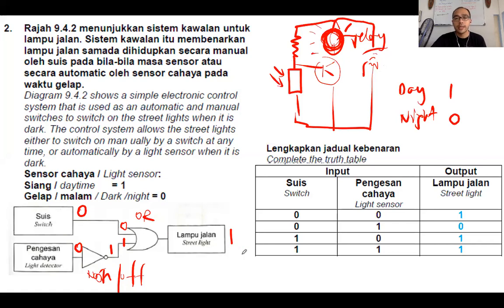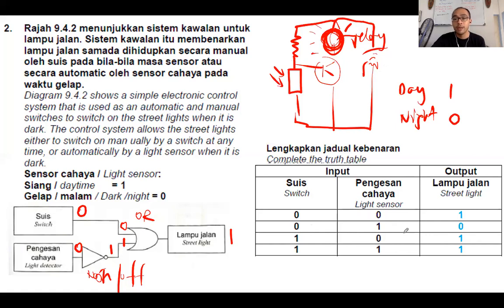Okay, so the next situation is if we turn off the switch and it is daytime. If you pass through the circuit, the output will be 0, because obviously the switch is off and it is daytime. Why would you want the street lights to be on? Street lights to be off. Okay, you turn on the switch, you turn off the light sensor, or it is at night. Okay, definitely the street lights will be on.